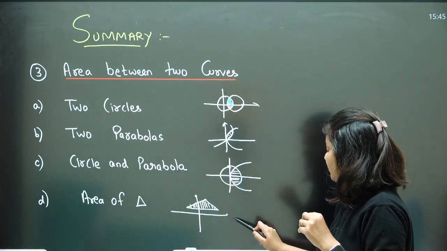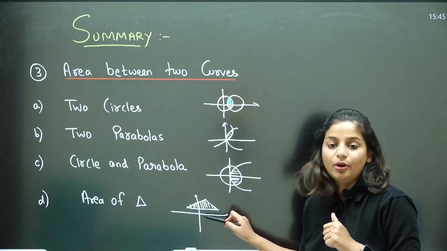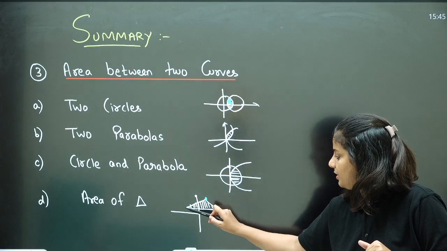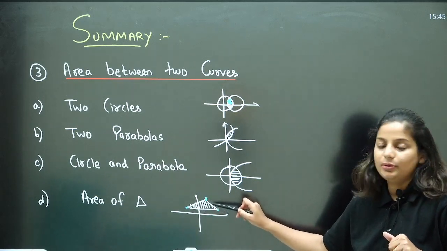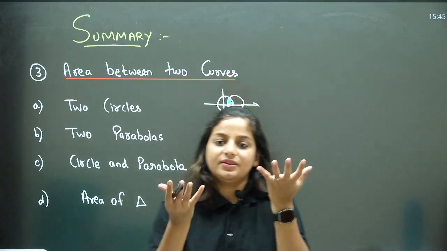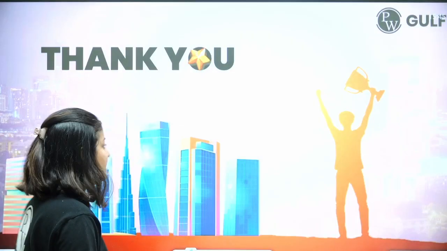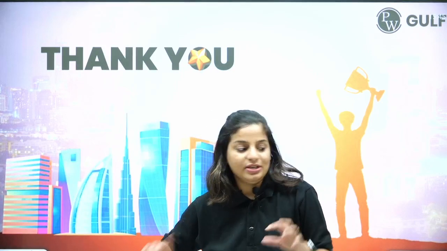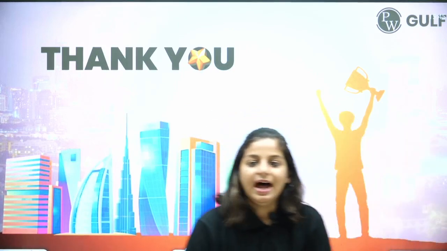Or what we did in the end, this is very important, area of triangle, second last question. 3 points will be given and you have to find the area between them. So find the equation of 3 lines and then you see which one has to be added, which one to be subtracted. That was the summary of the summary. Any question will be asked within this and that's it.